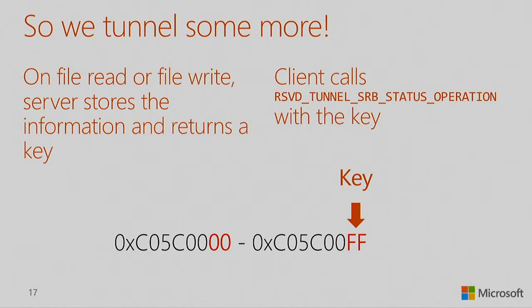So what does that look like? The server, we tunnel some more. On a file read or file write, the server stores the information, and it's per handle. There's 256 slots. It's up to the server how they want to manage those slots. The server returns a key back, and the key is the last byte of the status code. So this whole NT status code range right here is reserved for these keys.